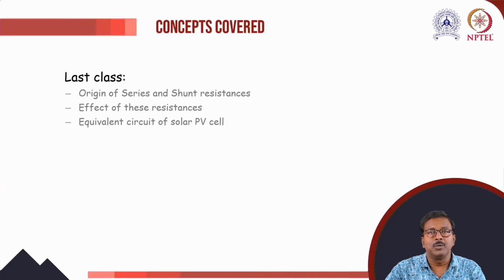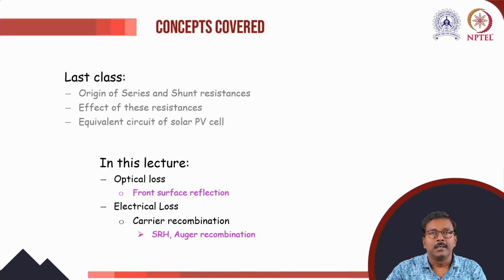In the last class, we discussed the origin of series and shunt resistances and the effect of these resistances on the IV characteristics, and hence on the performance metrics such as open circuit voltage, short circuit current, power conversion efficiency, etc. Also, we drew the equivalent circuit of a solar photovoltaic cell without considering these series and shunt resistances and including these resistances.